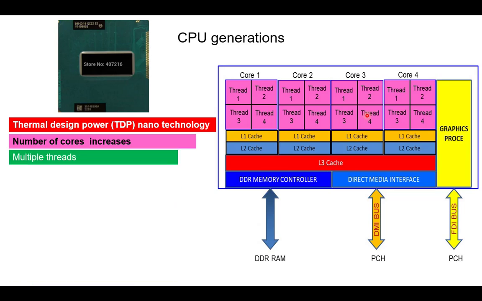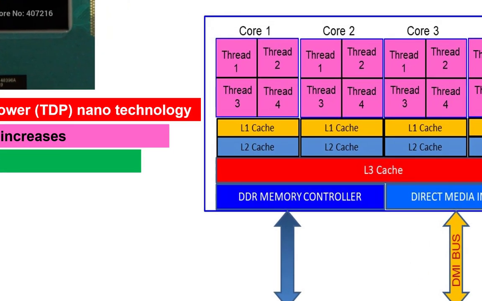The next thing is called multiple threads. A thread is like a virtual core. Here you can see this core has 4 threads. So what do you mean by thread? A thread is a virtual core of the processor. Here there are 4 threads, which means one core has 4 times the working capability, so it is 4 times faster. So that is called the threads.